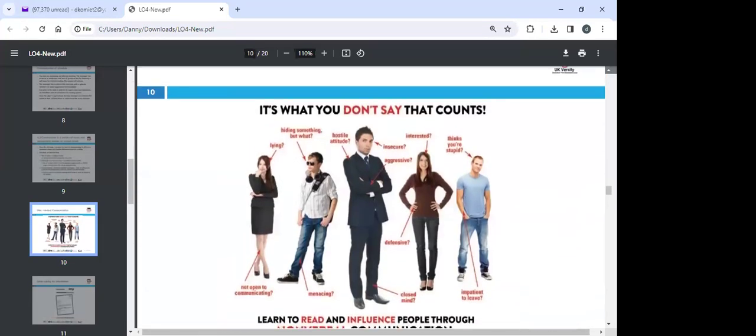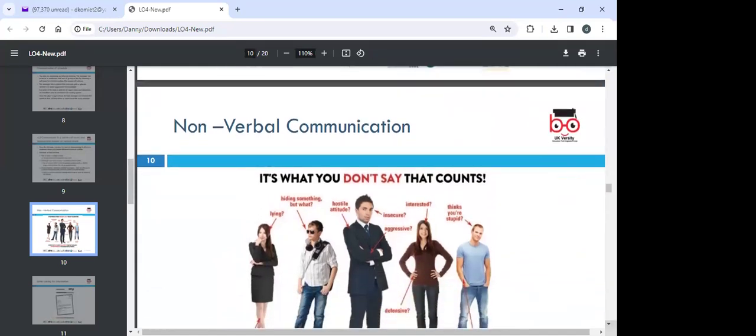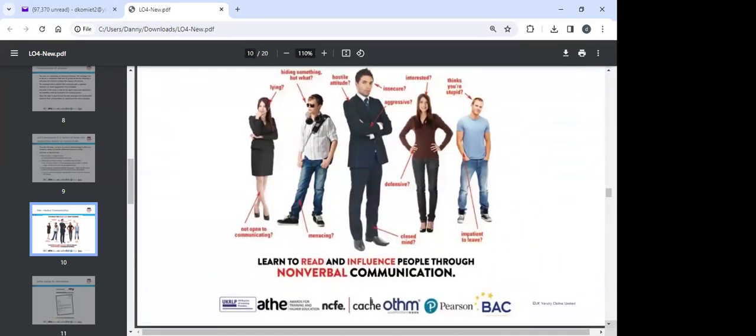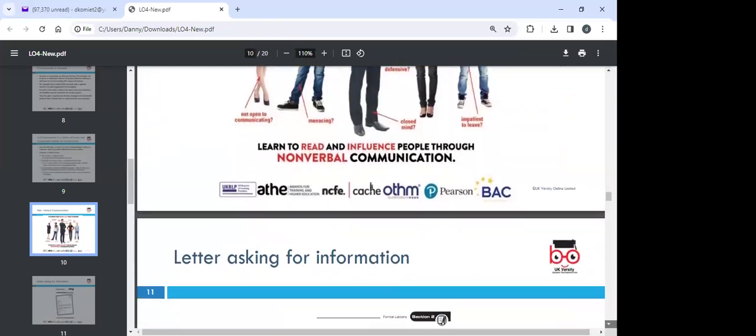So non-verbal communication could be things like your attitude, the way you see your sign. Okay, a hostile attitude, insecure, coming across as aggressive and all that. These are all things that can be non-verbal to people based on our actions, based on our looks or our eyes. Learn to read and influence people through non-verbal communication. Okay.